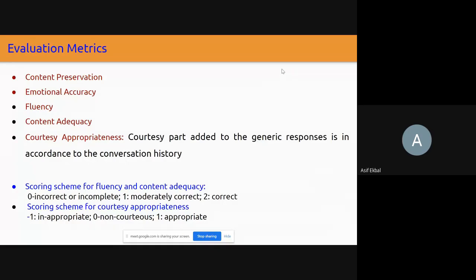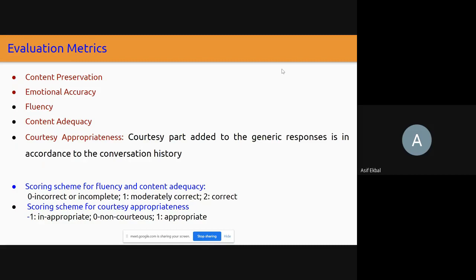Emotional accuracy will also be important. That means you have to understand what kind of response has been generated. If I wanted to generate a happier response, whether your system is able to generate the happier response or not, that is the emotional accuracy. Fluency is whether the response that you are generating is grammatically correct or not. Content adequacy is whether semantics is preserved or not.